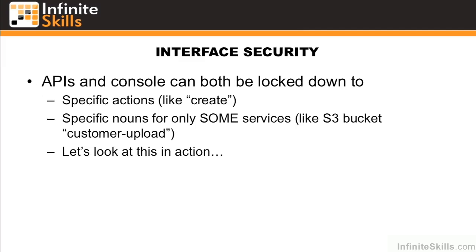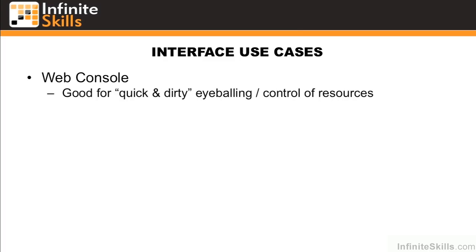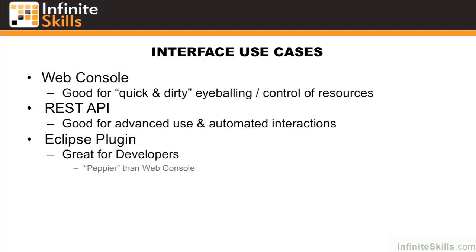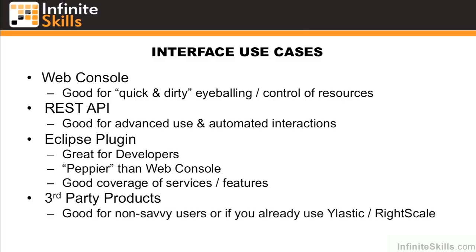Not only the web GUI, but the API calls as well would be locked down to the permissions that we gave to John Smith. Let's review what each interface is good for. The web console is great for quick and dirty eyeballing or control of resources. The REST API is the best for advanced use and automated interactions. The Eclipse plugin is great for developers, is a lot peppier or faster reacting than the web console, and provides a decent coverage of services and features. Third-party products are great for non-savvy users, or if you already use Elastic or RightScale.